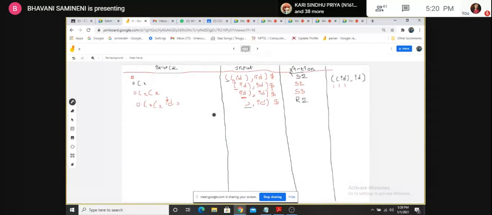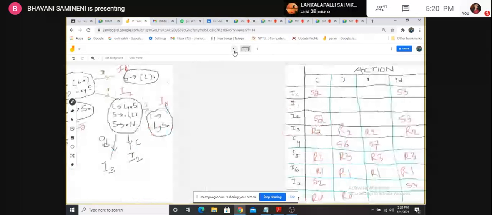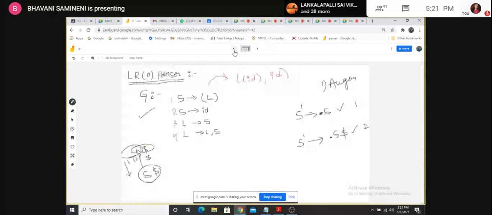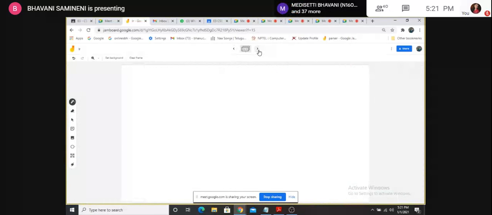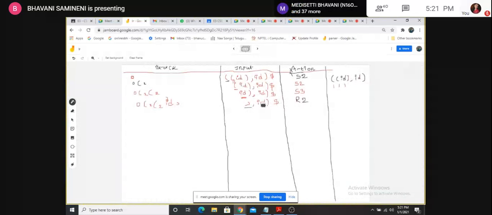R2 means we have to reduce the top of the stack. What is the top of the stack? This ID. Whenever you have found some action R, it means from the topmost symbol of the stack, you have found one token. That's the meaning here. Now we'll see what R2 is. Generally, we are not going to look at R2 and all. With the programming itself, we'll get it. R2 means ID value we have to reduce to S.